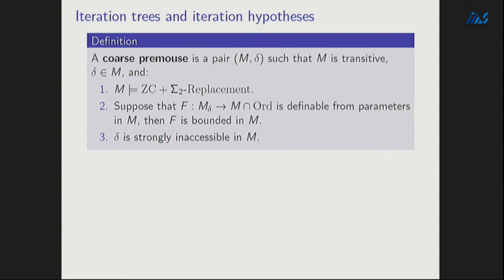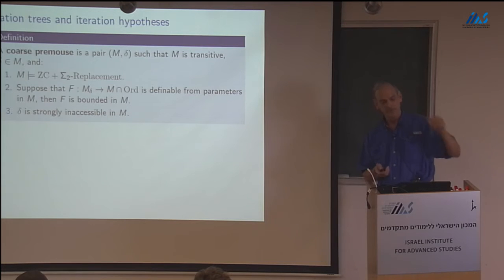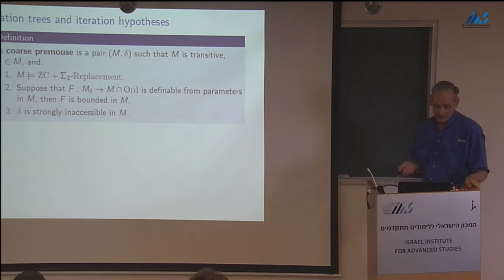If that bothers you, make it ZFC, in which case you can ignore 2. And then delta is strongly inaccessible in M. So I'm really going to be interested in M delta, but I want a little bit more above, just to make the definitions work out.